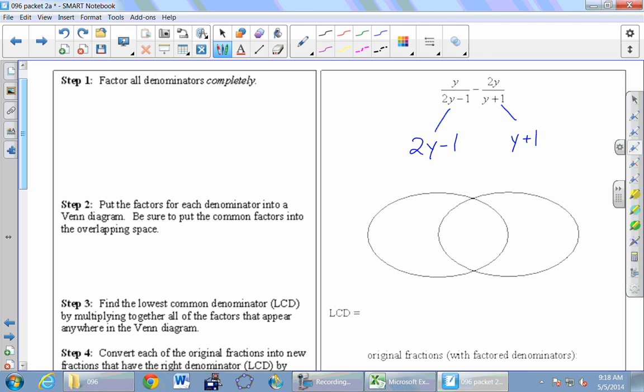So then when we come down here to putting things into our circles, it's trying to build the LCD, I'm going to throw parentheses just to highlight that that 2y minus 1 is one big thing. And the y plus 1 is another big thing. So when I go to check things off, I cannot pick and choose. I can't go in there and pull off the 2 and pull off the y and pull off the 1. That is one complete thing. So is that one complete thing in the other guy? Does it appear as an exact copy in the other denominator? No. So that one complete thing goes all on its own in the one circle.